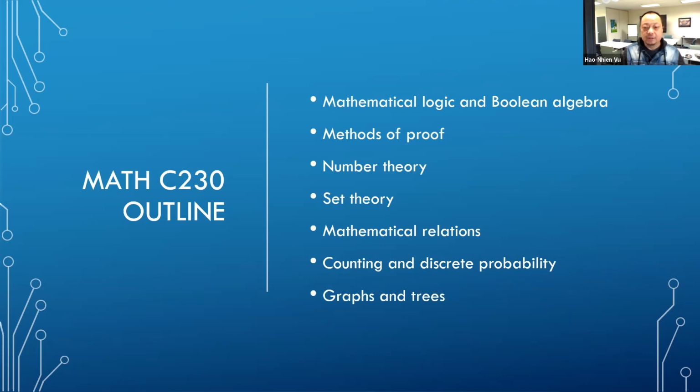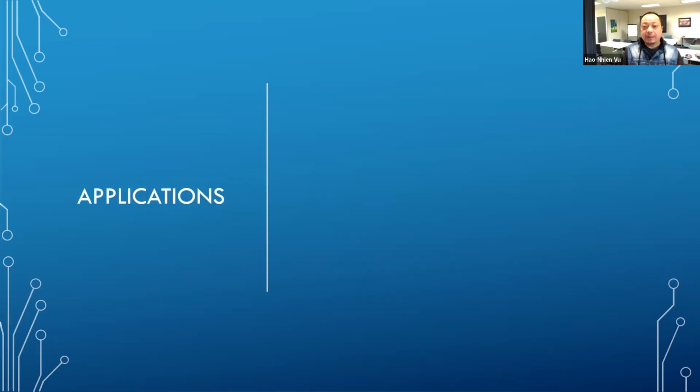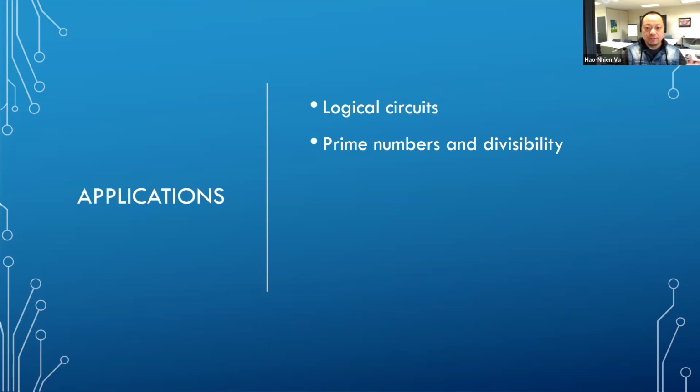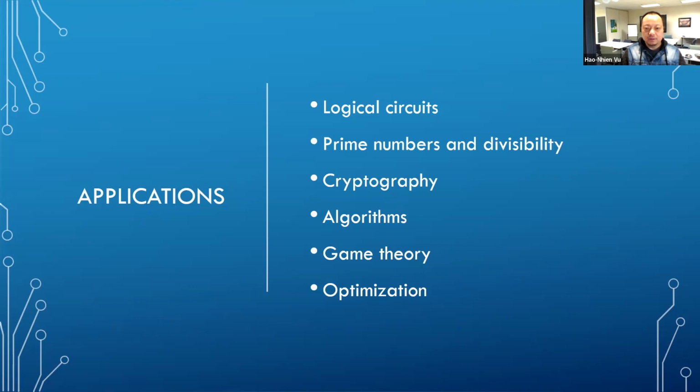And graph theory, we'll learn structures such as graphs and trees. In biology, gene sequencing is an application of graph theory. Some of the applications that you will see in this class are logical circuits, prime numbers and divisibility, which then leads to cryptography, algorithm design, game theory, optimization, and that's just a sample.